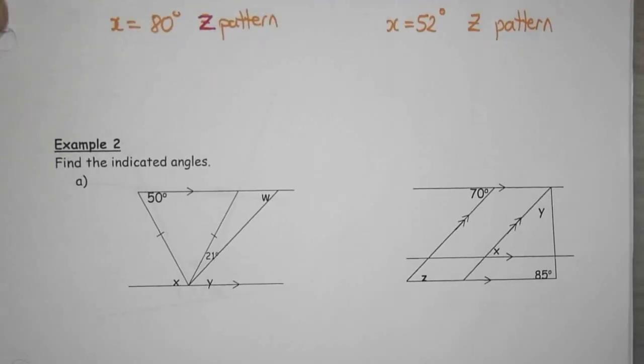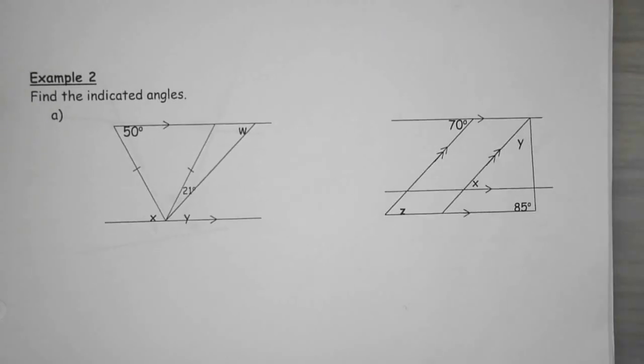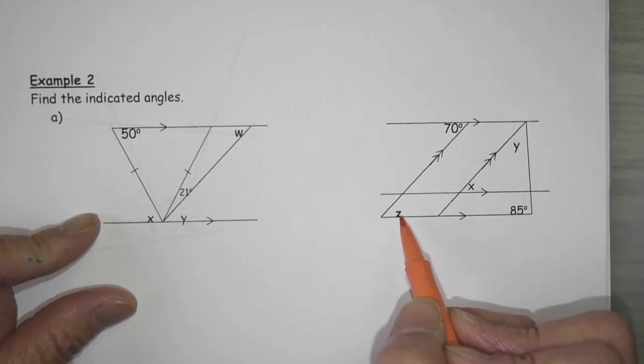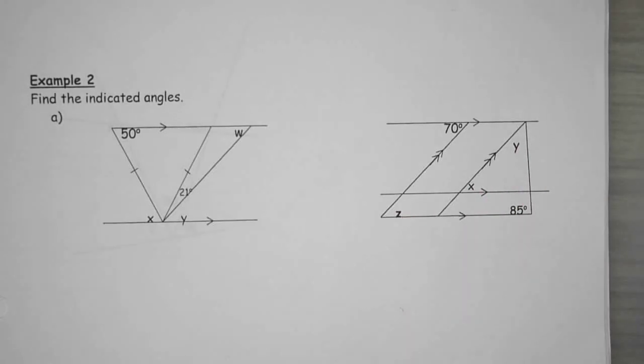Moving on to the last question on this page. We have find the indicated angles. So again, the indicated would be the W, the X, and the Y. Here I've got the Z, X, and the Y. Right? So those are the indicated ones. And we have all the other information. You can fill in as much as you need or want to fill in. You don't have to fill in just the least amount.